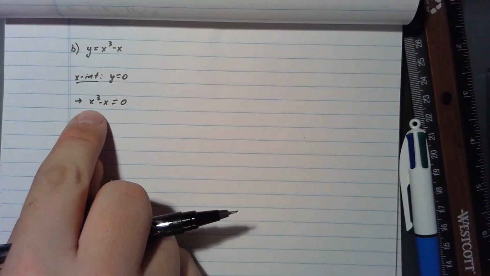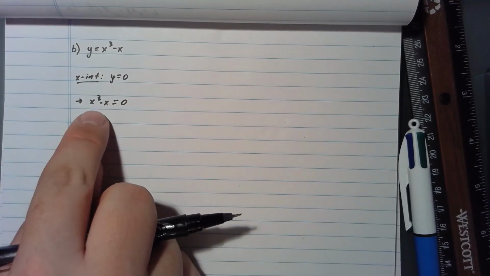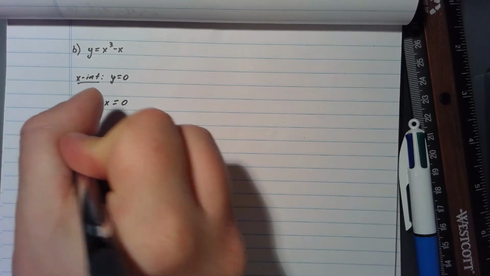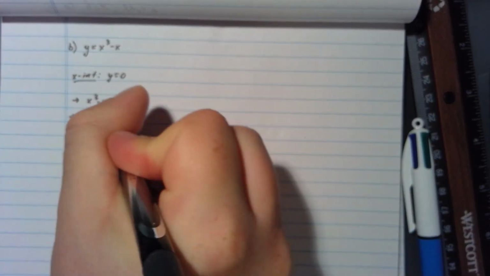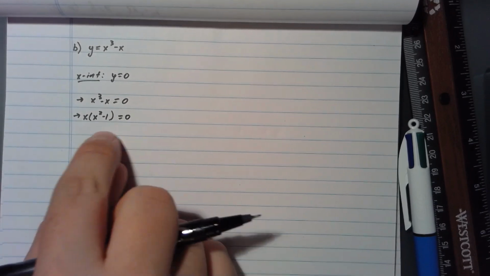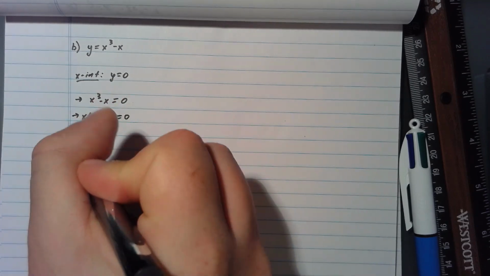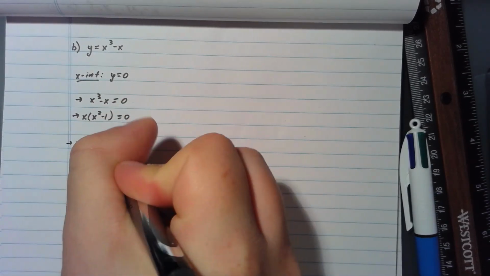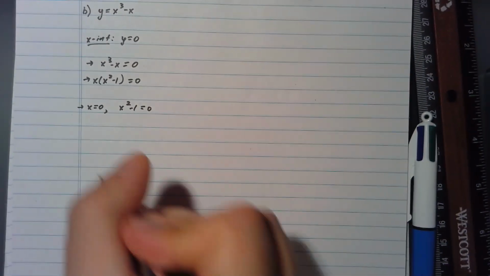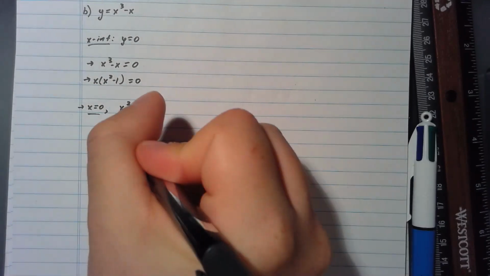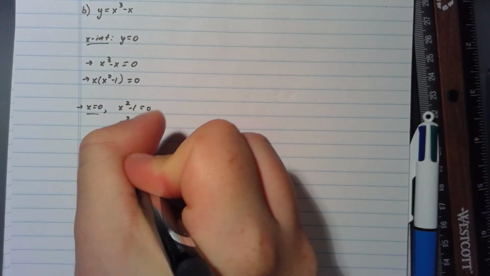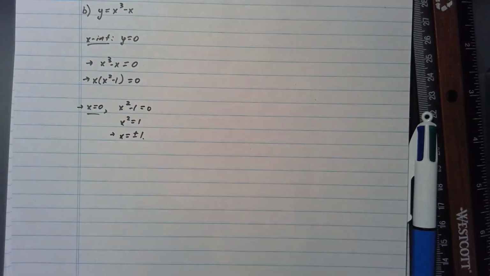Now, at first you might be thinking, oh, I can't solve this by hand. Actually, you could. So factor out an x. So x squared minus 1 equals 0. Now you could factor this to be x plus 1, x minus 1, or you could just set each factor equal to 0. x equals 0, x minus 1 equals 0. So that's the first solution, and then this just means x squared equals 1, which means x equals plus or minus 1.